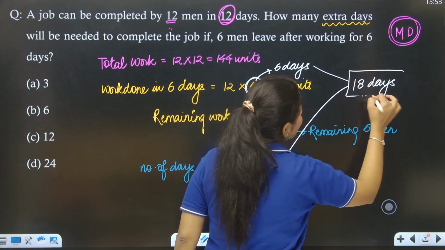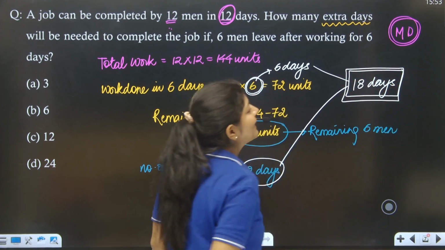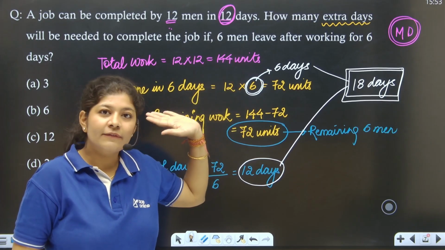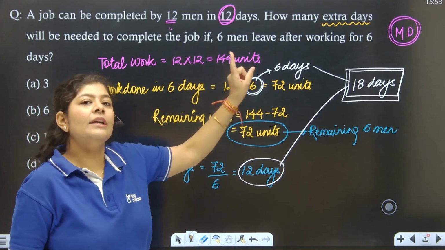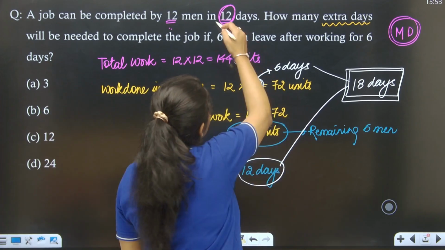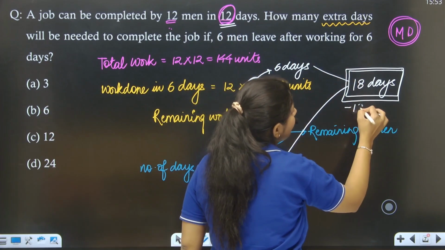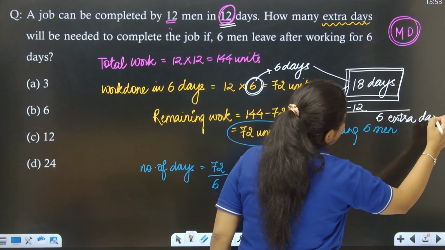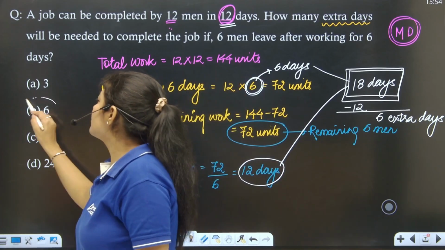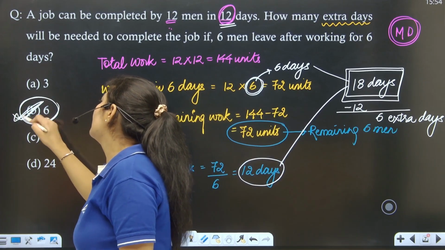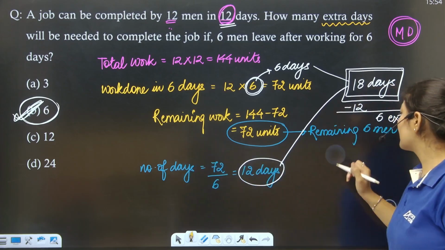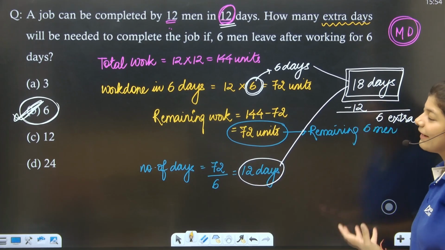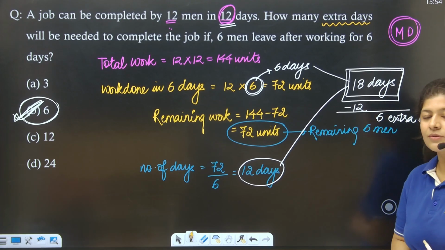In such a situation, the work took 18 days to complete in this scenario where 6 men left. Now we only need to find the extra days. Initially they were taking 12 days, so minus 12 from it. That means 6 extra days are required, so option B is the correct one. Simple, right? All we need to do is understand the language of the question, and accordingly we can easily solve it.